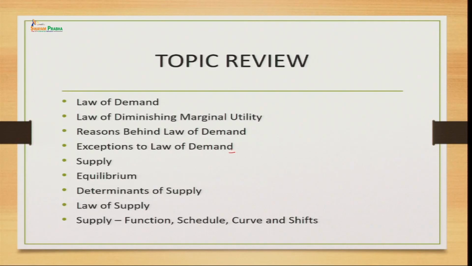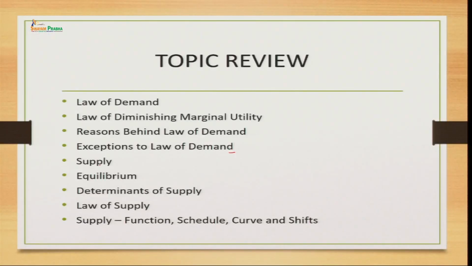Then thereafter we talked about exceptions to the law of demand. We discussed the situations and cases where the law of demand does not hold, where the price of a commodity increases even though its demand does not decrease. So, those were the exceptions to the law of demand. Then we talked about supply, where we saw that supply increases whenever there is an increase in the price. What is the equilibrium situation in the economy?